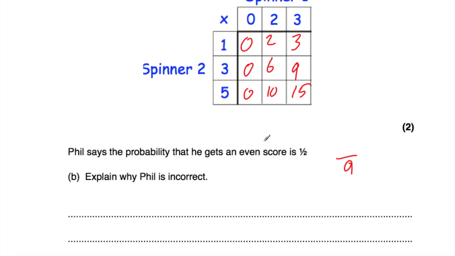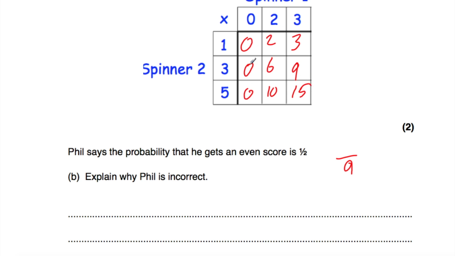But let's find out the probability of an even number. So an even score, 0 is even. So that's 1, 2, 3, 4, 5, 6. There's 6 even numbers in that grid. There's 6 even numbers out of the 9, because 3, 9 and 15 are odd and the rest are even.